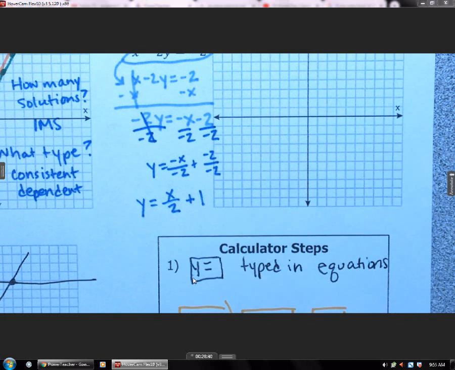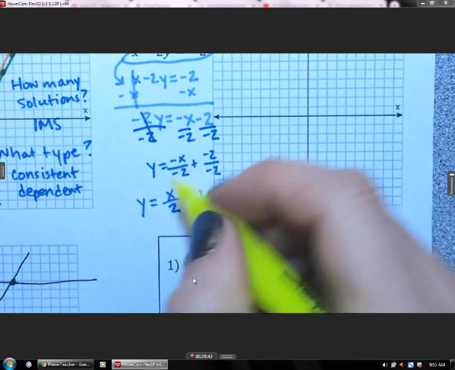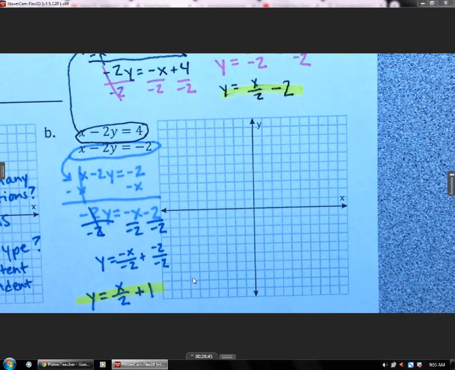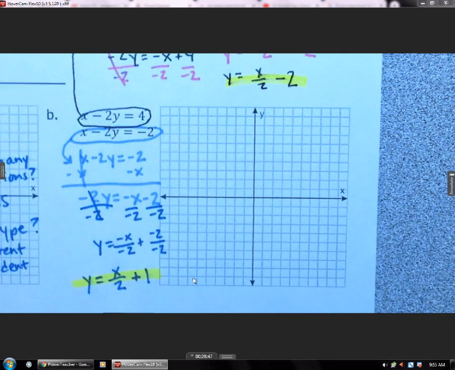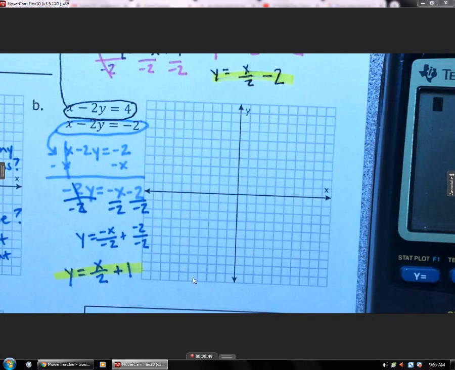So I'll use my two simplified equations here, this one and this one. Did I lose you in the math? Anybody stuck on what I did there?